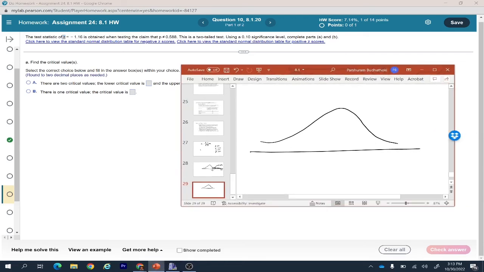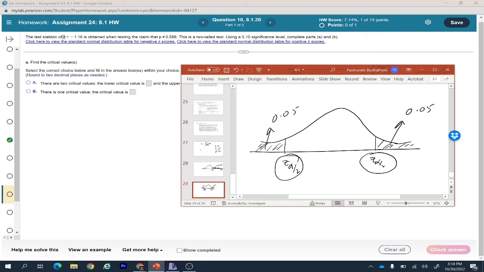Look at here. Because it's a two-tailed test, we would like to find the z-scores such that the area under the curve on the two sides is 10%, because 0.10 means 10%. So the area on the left side should be 0.05, and the area on the right side should be 0.05. So we would like to find the critical values. Critical values are these z-scores.